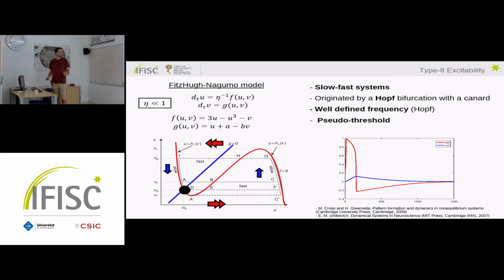And finally, something that also happens in this kind of system is that the threshold, how much you have to perturb your rest state to go into the excitable trajectory, is not usually well defined. But you have a region between excitation and non-excitation, with small trajectories around the phase space that are neither excitation nor the other. Nevertheless, this pseudo-threshold becomes very narrow as eta is small. So it's better defined when we have a big difference between the time scales.